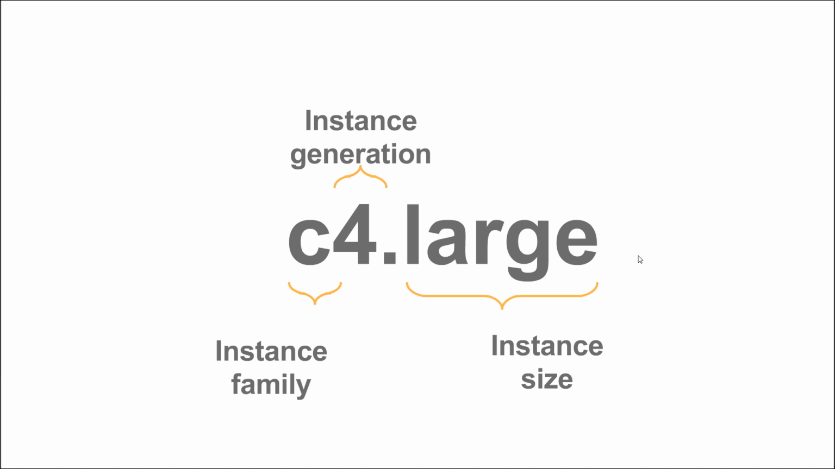The next number you see is the instance generation. You can think of this like a version number within that family. So a C4 instance would be newer than a C3 instance. And lastly, you have the different sizes of instances. I've heard these called t-shirt sizes, which is a pretty good way of thinking about them. So you've got small, medium, large, extra large, and so on and so forth.